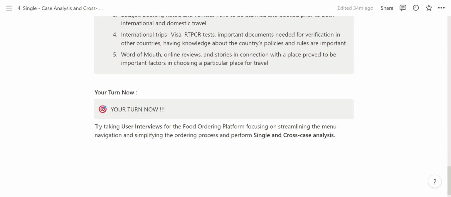So try taking user interviews for the food ordering platform, focusing on streamlining the menu navigation and simplifying the ordering process, and perform the single and cross case analysis. So this is all about cross case analysis.